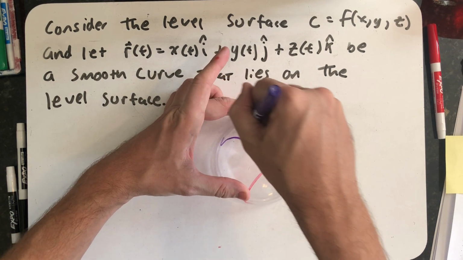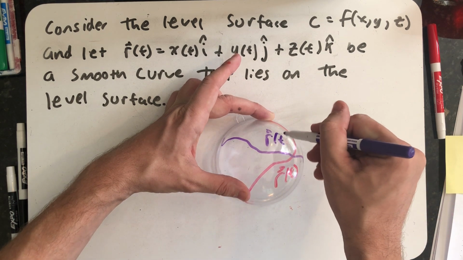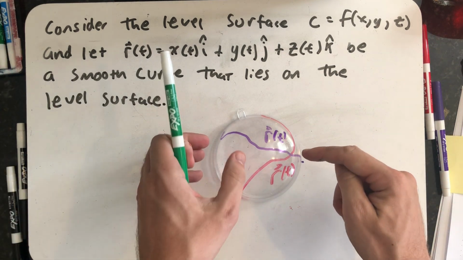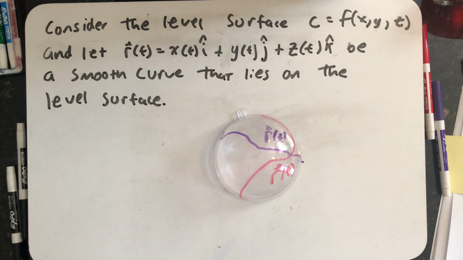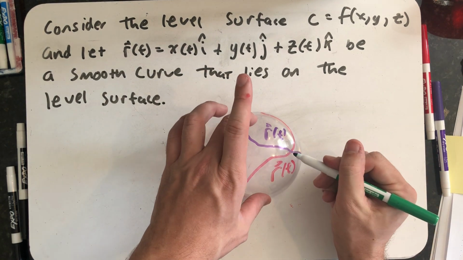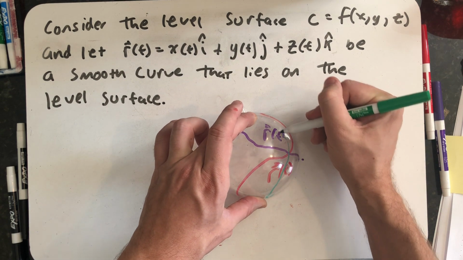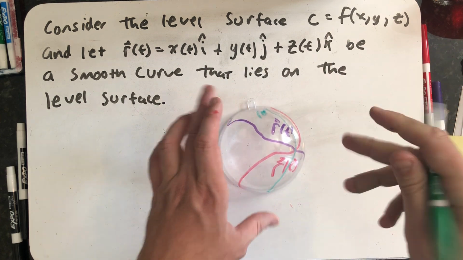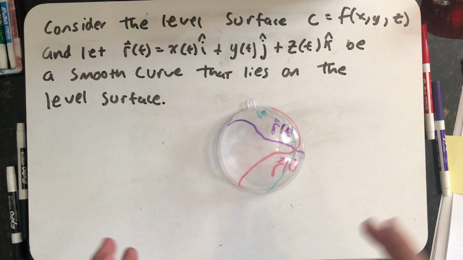So maybe this is r of t. And just for the heck of it, one more. And in a moment, I'm going to want to consider one point. I'm going to imagine a bunch of curves that go through the same point. So for convenience, I'm just going to draw this one going through a point that they all share. But r of t could be any curve that lies on the surface f of x, y, z equals c.